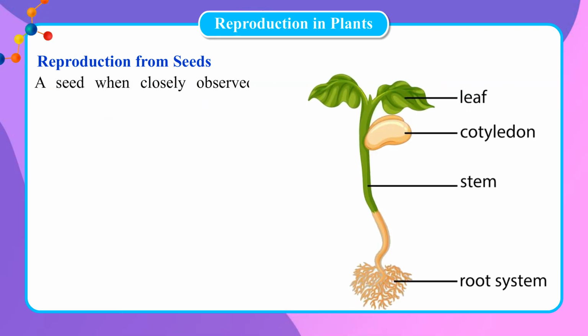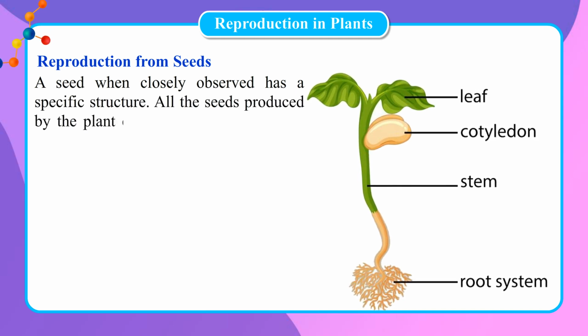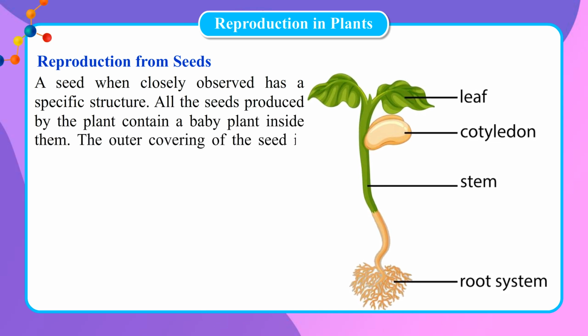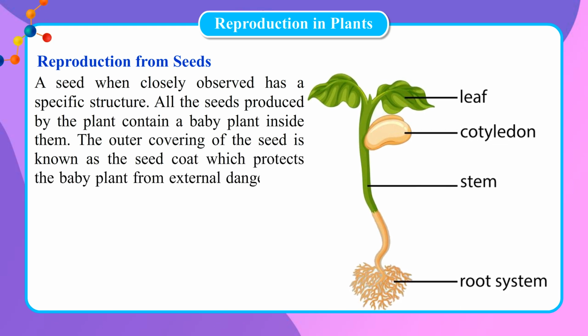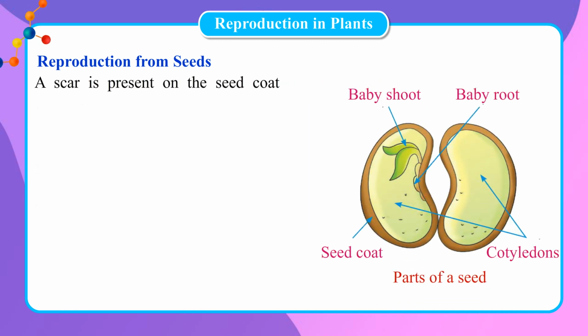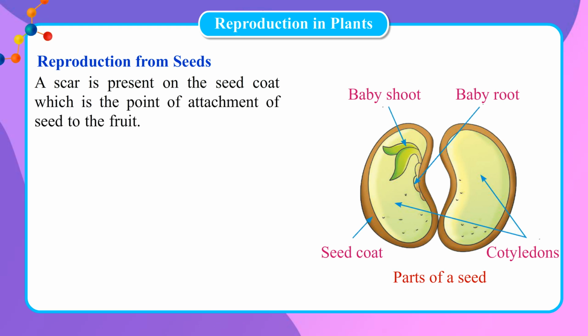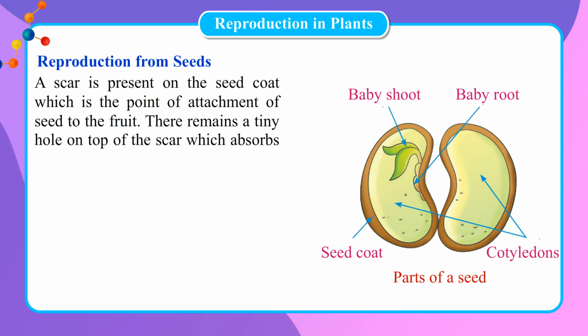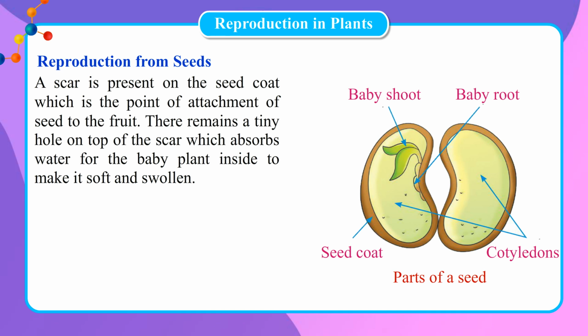A seed, when closely observed, has a specific structure. All the seeds produced by the plant contain a baby plant inside them. The outer covering of the seed is known as the seed coat, which protects the baby plant from external dangers and from drying up. A scar is present on the seed coat, which is the point of attachment of the seed to the fruit. There remains a tiny hole on top of the scar, which absorbs water for the baby plant inside to make it soft and swollen.